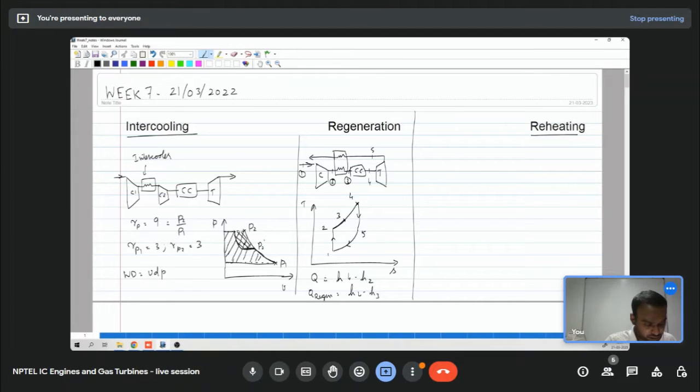Now in reheating, the expansion is done in 2 stages. So we have a combustion chamber, and then there is a first turbine, and then there is another combustion chamber, and then you have turbine 2.